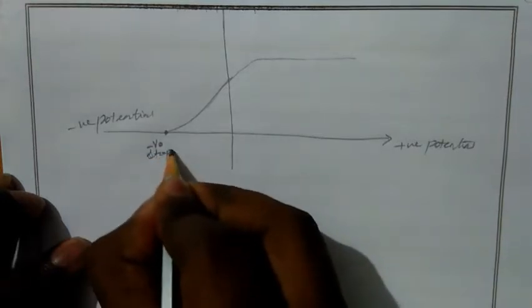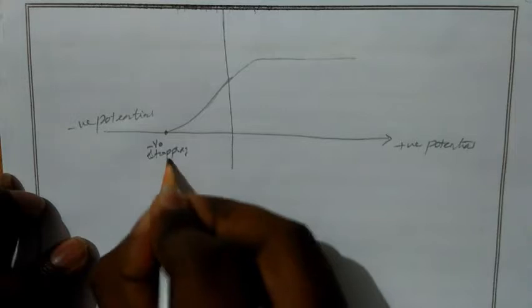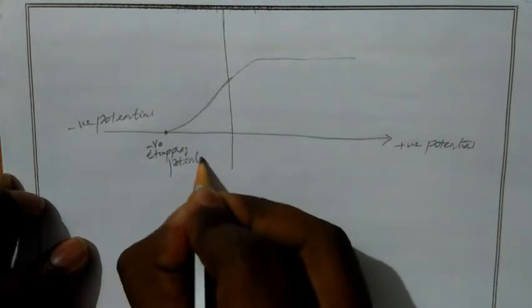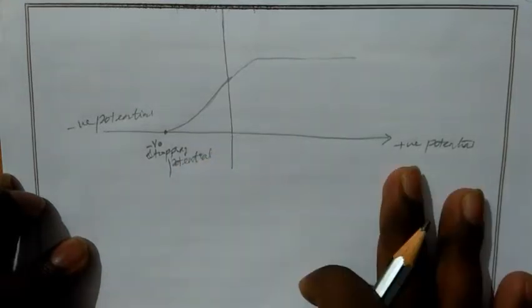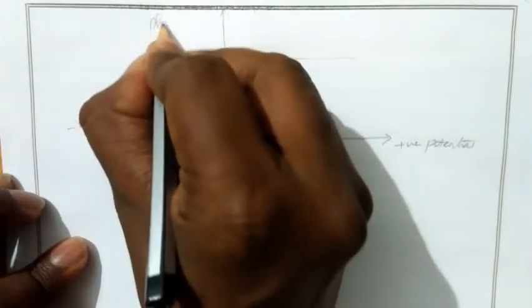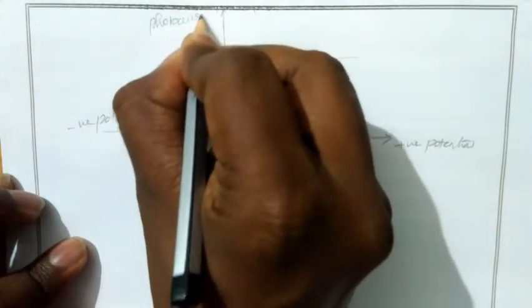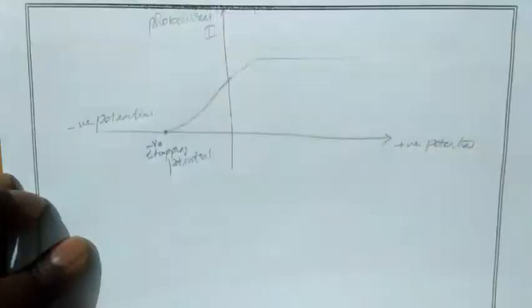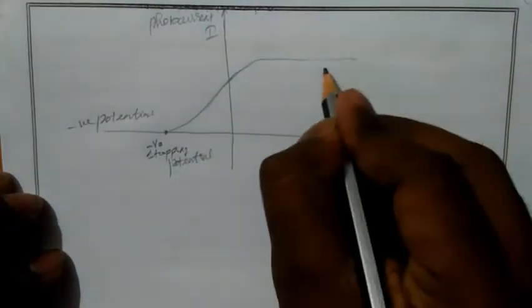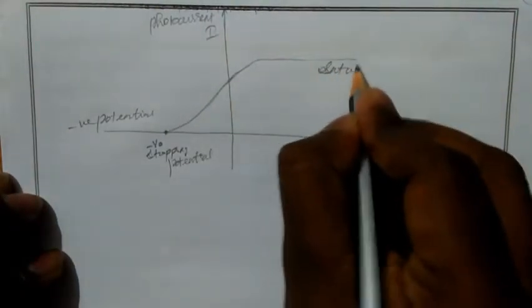So this is stopping potential. In x-axis we have potential, in y-axis we have photocurrent. So this current is saturation current.